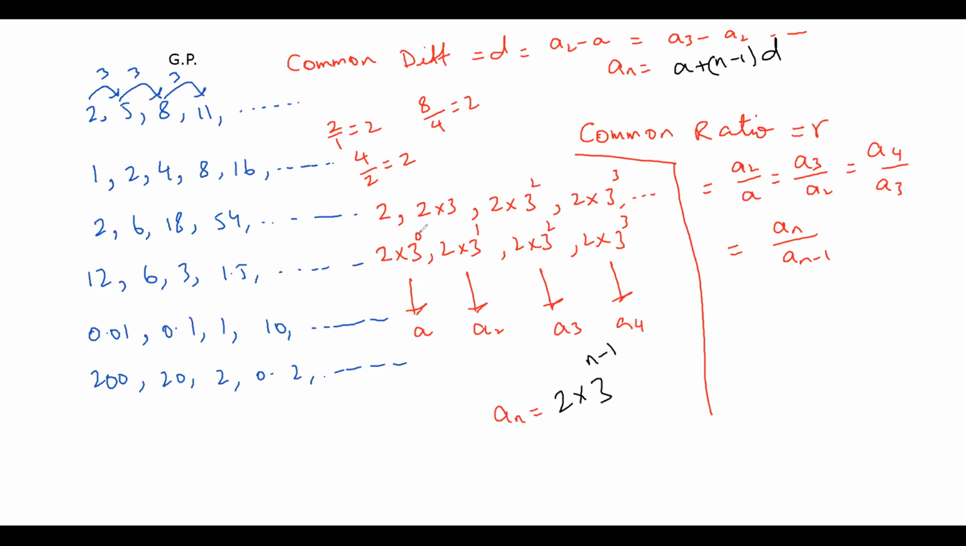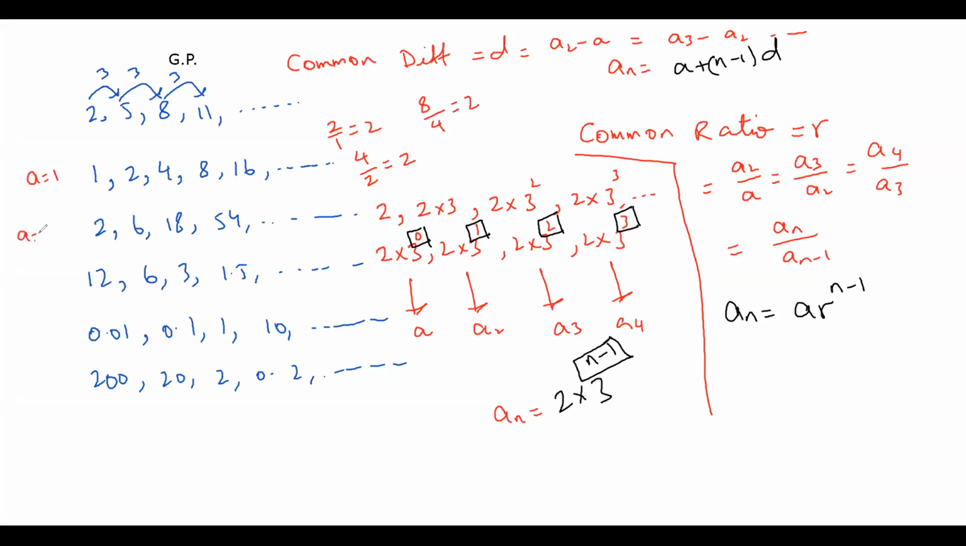Because when you have the first term, you have 0 here. For the second, you have 1. For the third, you have 2. For the fourth, you have 3. For the nth, you will have n minus 1. So in general, the formula for the nth term is a r raised to power n minus 1, okay? Okay, let's do this together. Now for this first sequence, your a is 1.